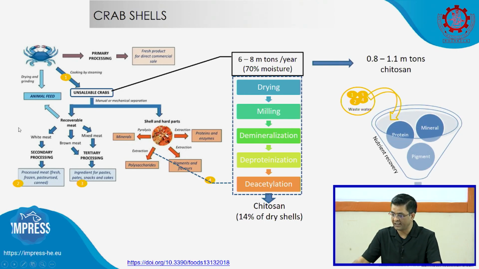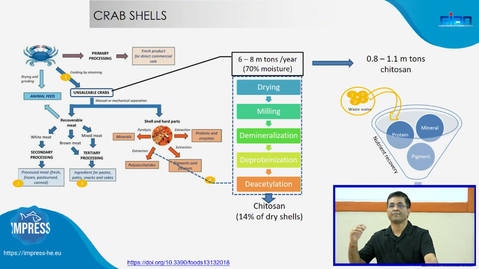Whatever we get here is again the wastewater, which can be used for recovery of protein, minerals, and pigments. Once you recover this either by membrane or certain techniques, the leftover water can be used for duckweed cultivation, microalgae cultivation, or even macroalgae cultivation. So that water can be used, or it goes for wastewater treatment.